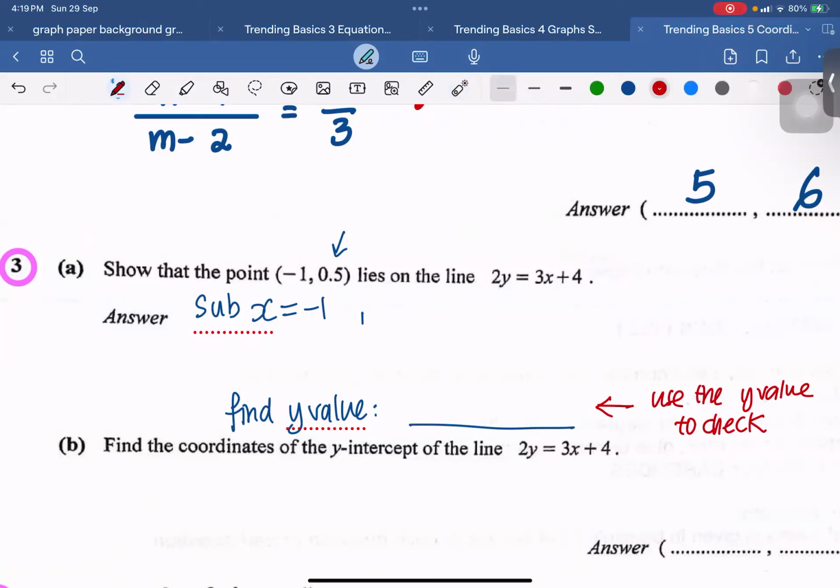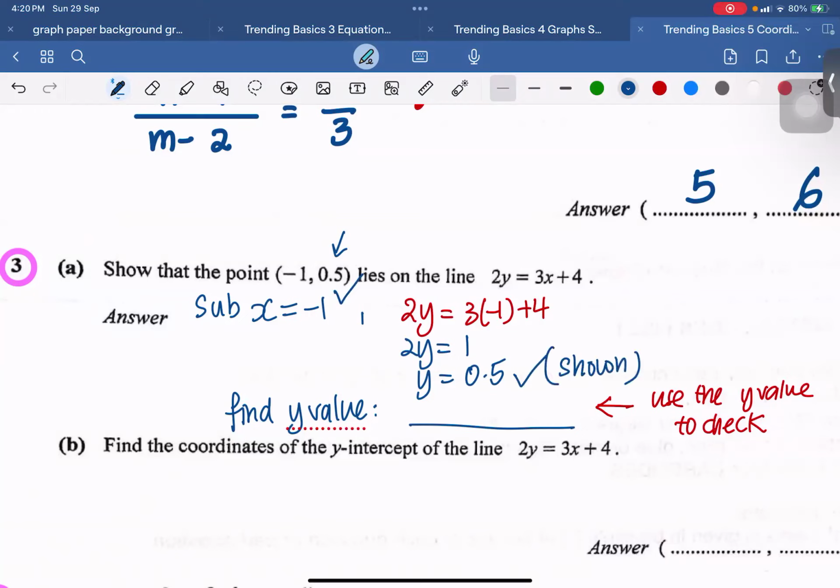So I substitute x equals to -1, 2y equals to 3 times -1 plus 4, 2y equals to 1, y equals to 1 divided by 2, 0.5. Yes, this is correct. Sure. Therefore, the point lies on the line.